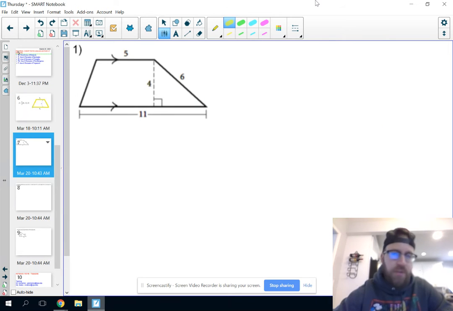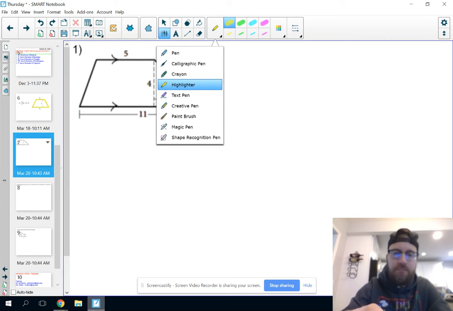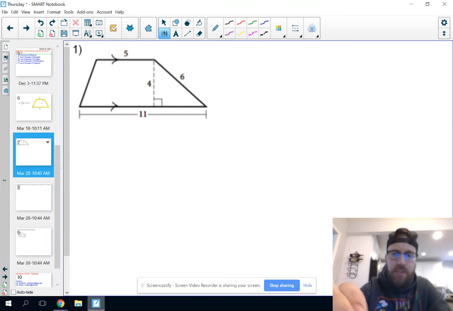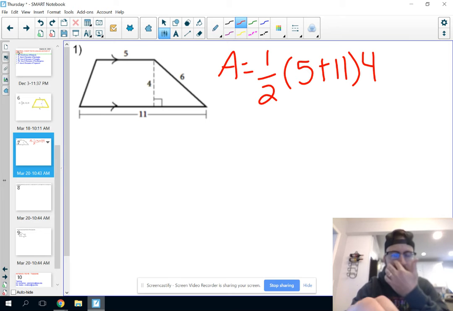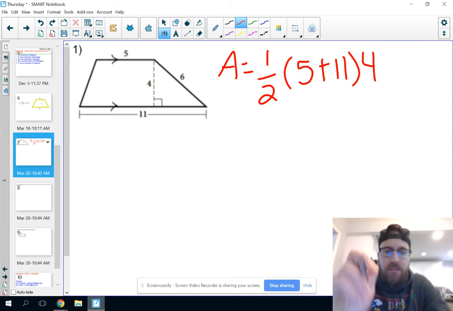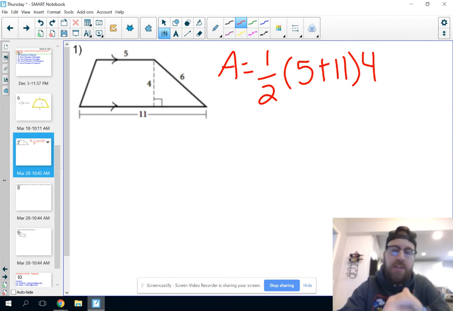So number one, we're just asked to find area. So using our formula, we've got area equals 1/2 of base 1. So I'm just going to call 5 base 1 plus base 2 times the height, that dashed line of 4. So in this case, that 6 on the right side is not going to be used for area. It's not a base or a height.